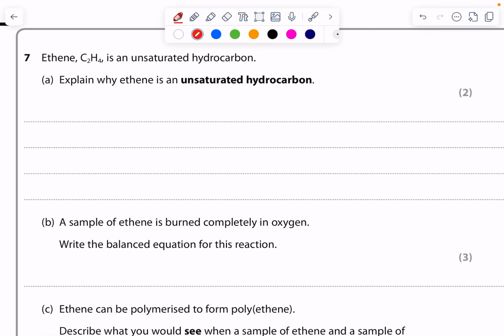This is a popular question that comes up quite frequently. Explain why ethene is unsaturated and a hydrocarbon. I would answer this in two separate parts. So let's deal with the hydrocarbon first.